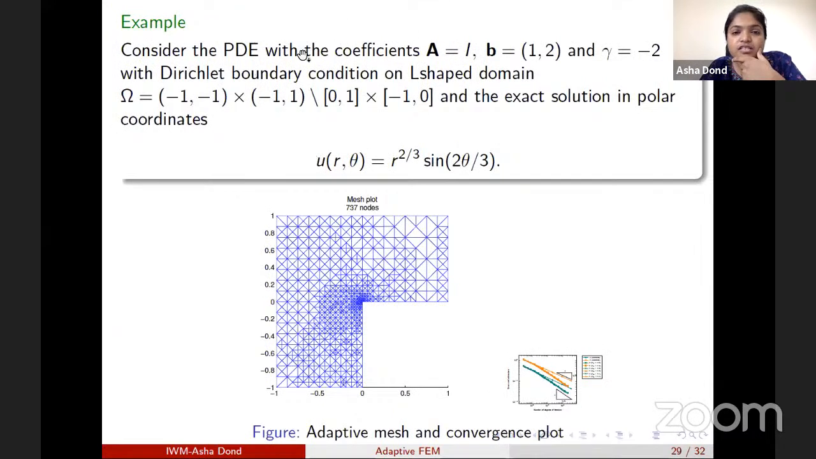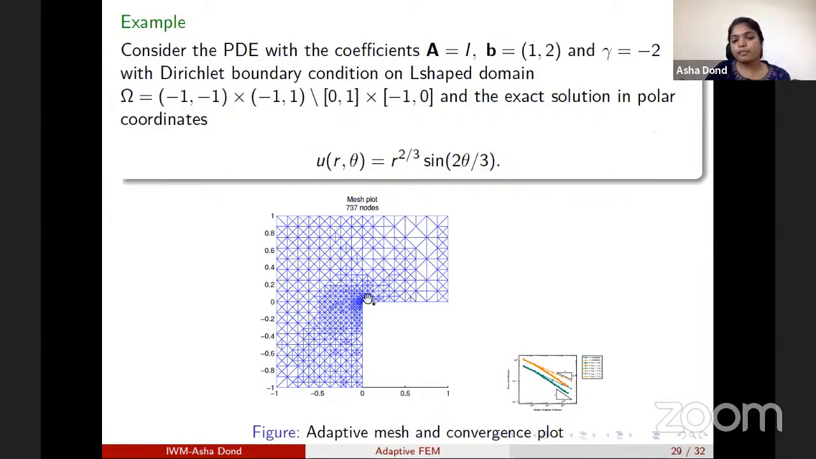The first result is our original problem with the coefficient A equal to I, the identity matrix, B equal to (1, 2), and gamma equal to 1. The domain is an L-shaped domain, and the solution has r raised to 2/3 sine(2θ/3). If you go for the flux, it contains gradient u, which will have 1 over r raised to 1/3. The function will have a singularity at the origin.